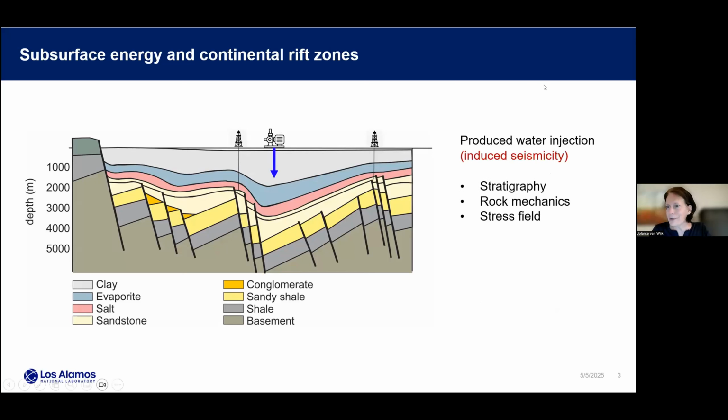So when we produce oil and gas, we always produce water. This is called produced water. And this produced water is brine, and it may have critical minerals in it, for example. A lot of the times, what we do with the produced water, we need to get rid of it. So we re-inject it into the subsurface. This re-injection of produced water may create induced seismicity, which is a hazard that we would like to avoid. So also for the re-injection of the produced water, we need to have a thorough understanding of the stratigraphy of the rift basin, of rock mechanics. How are the rocks going to respond to the high pressure injection of produced water, and of course the stress fields of the rift basin.